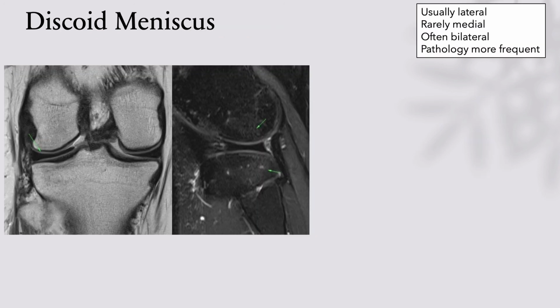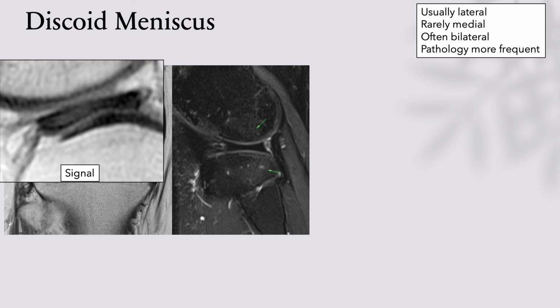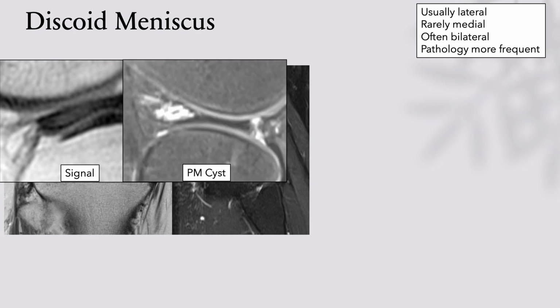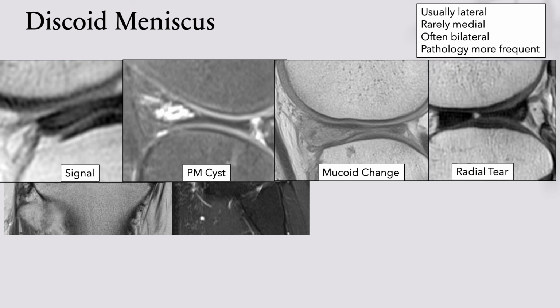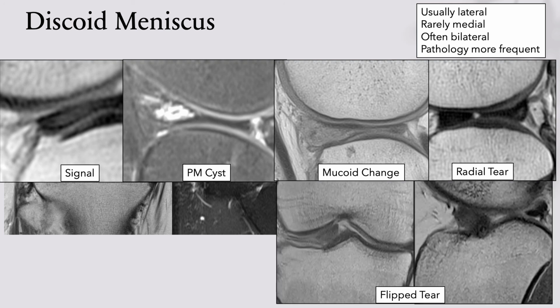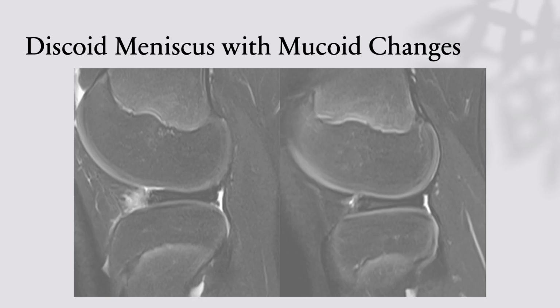The next entity is the discoid meniscus, which is fairly common. Here the things to remember are when you see a discoid meniscus, you can see signal within it fairly commonly. You can see parameniscal cysts. You can see mucoid change within the meniscus, and you can see a higher preponderance of tears as compared to the other structures. You can also see these tears have complex flipped appearances. Another thing that happens with discoid meniscus are the mucoid changes, and these mucoid changes can increase or decrease based on stress loading, and therefore these patients may have more or less symptoms as a result of this.